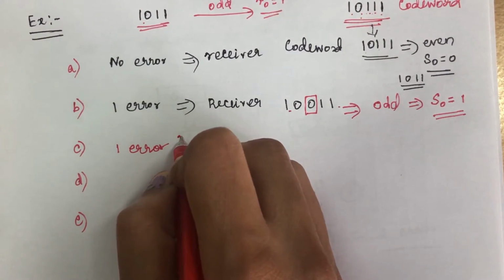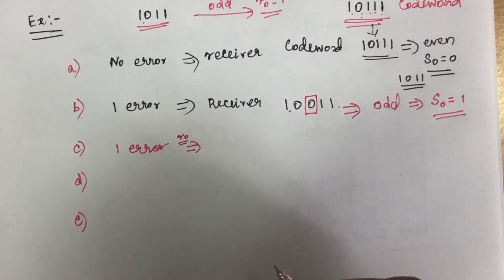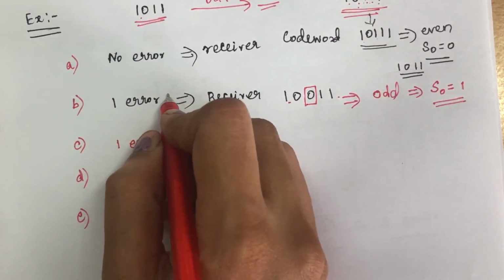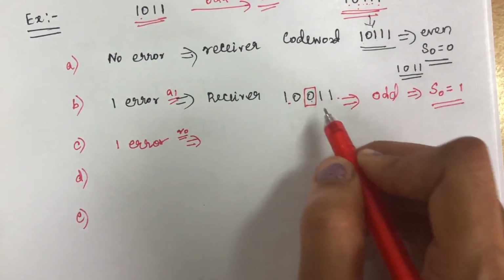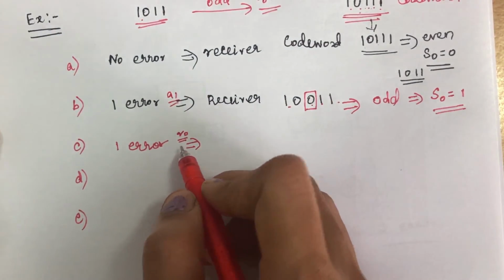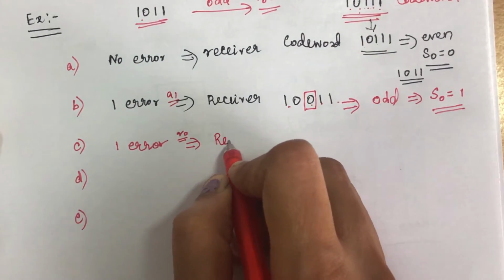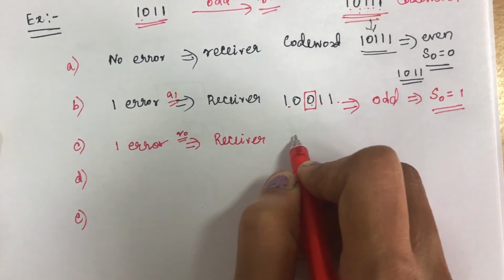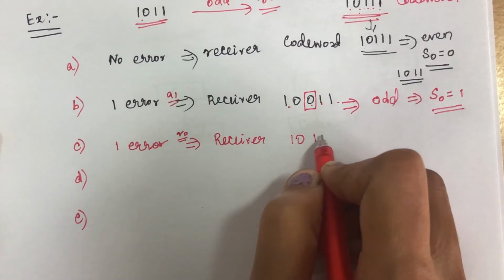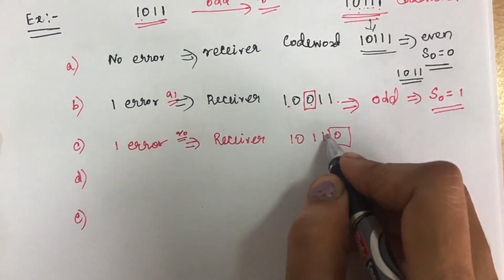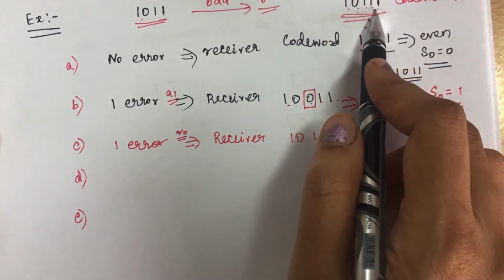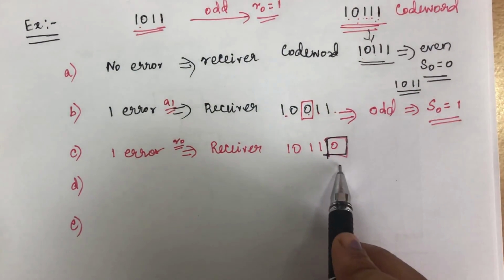The next case is where one error occurs, but the error occurs in the parity bit itself. So here the error occurs on the A1 side, that is A0, A1. So now the error occurs in the parity bits. The receiver has received 10110. So here the last bit has been changed. We need to get 1 over here, but we have got 0.